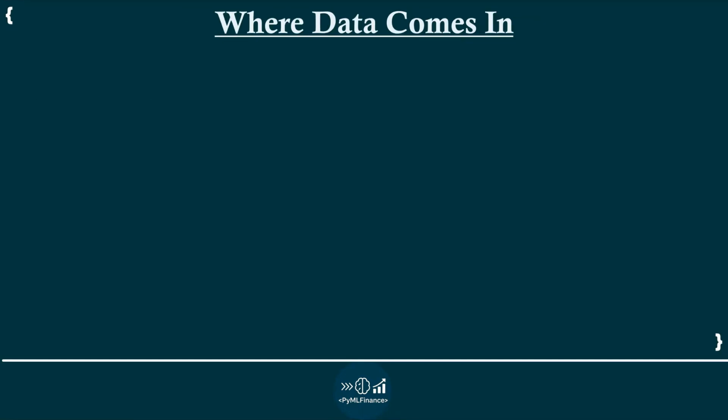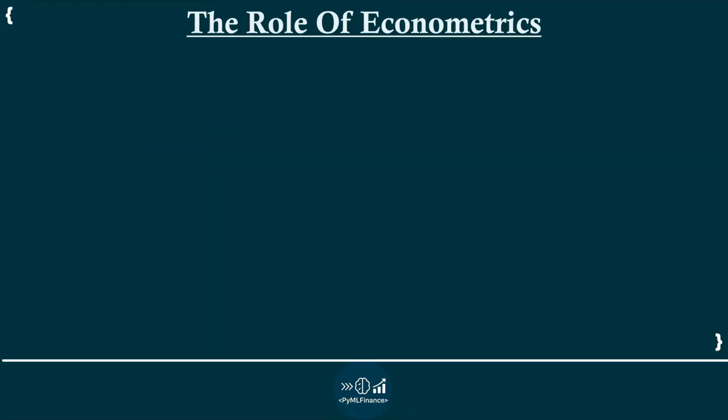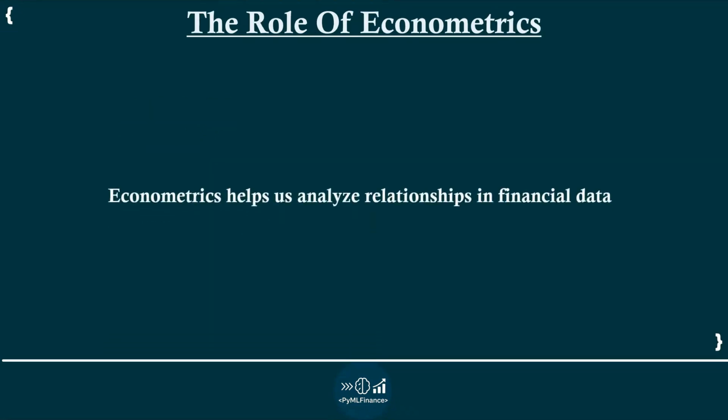To answer these questions, we need data. For example, stock returns, interest rates, inflation, and other economic indicators. By analyzing this data, we can begin to understand how these variables interact. Now, this is where econometrics comes in. Econometrics provides tools that allow us to analyze relationships in data. So instead of relying only on intuition, we use statistical methods to understand how variables move together.